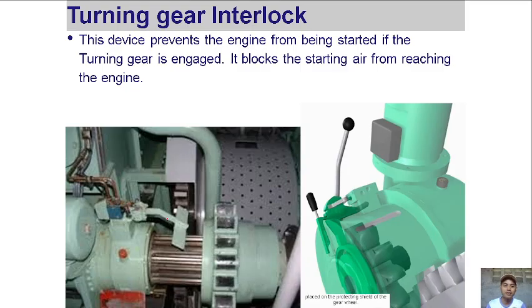Okay, another one, the turning gear interlock. This device prevents the engine from being started if the turning gear is engaged. It blocks the starting air from reaching the engine. If the turning gear is engaged, maybe someone is doing maintenance on the engine or working inside, or there is damage, so you cannot move the engine, so you engage the turning gear.